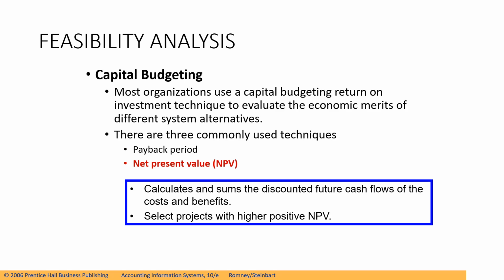We have also the net present value. It calculates and sums the discounted future cash flows of the costs and benefits, and it also selects the project with the higher positive net present value.